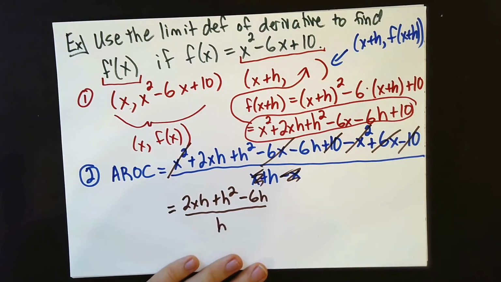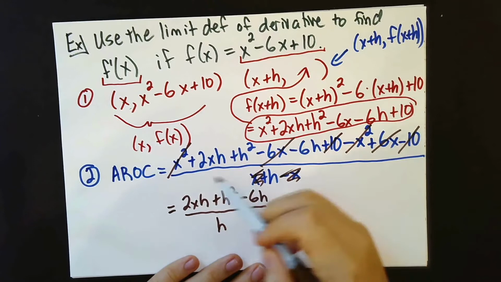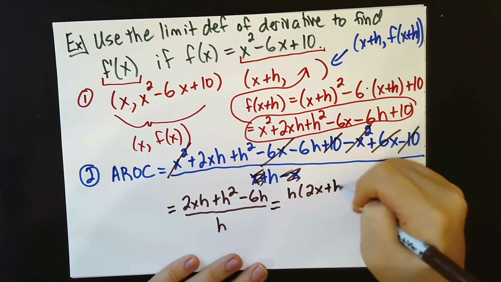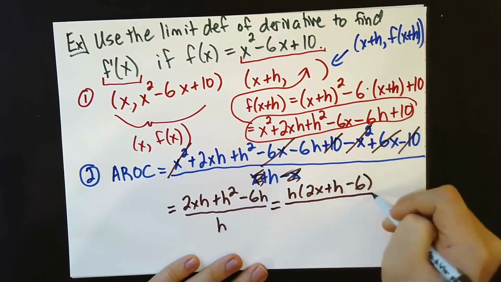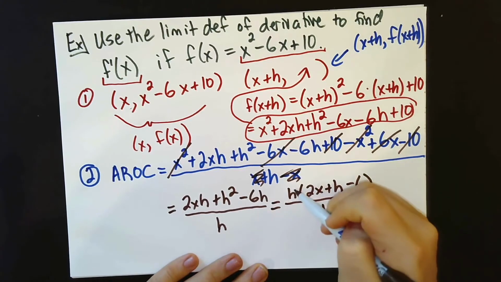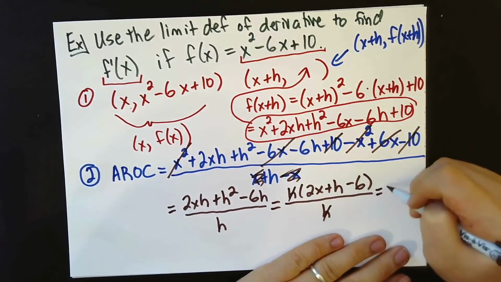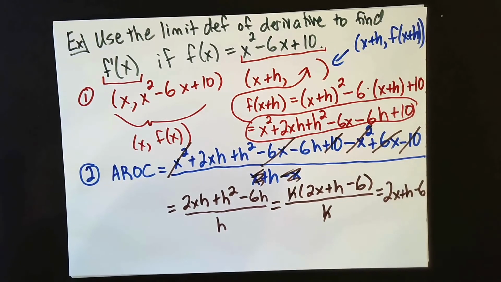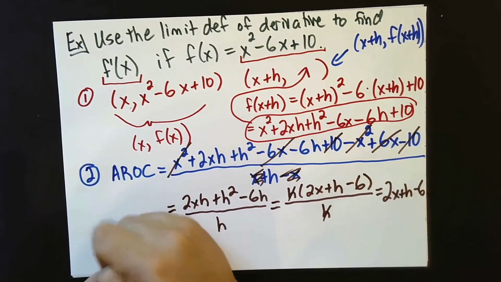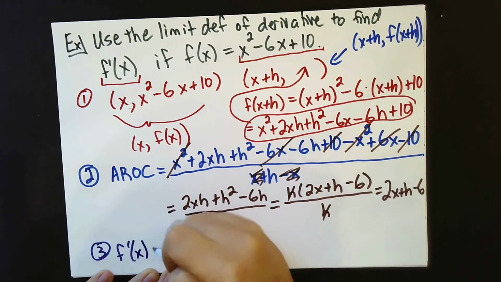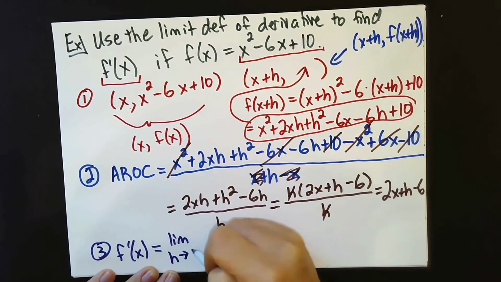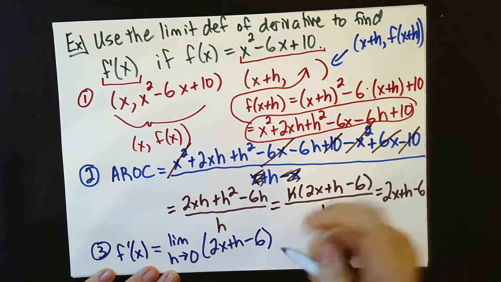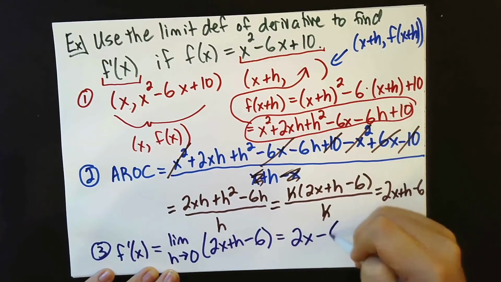And what should at this point be a very familiar thing happens. Namely, I can factor an h out of the numerator here. And then voila, that h cancels with this h. And I get 2x plus h minus 6. And then what's our very last step? Our very last step is we write, okay, our answer f prime of x is the limit as h goes to 0 of that thing we just found. And that is 2x minus 6.